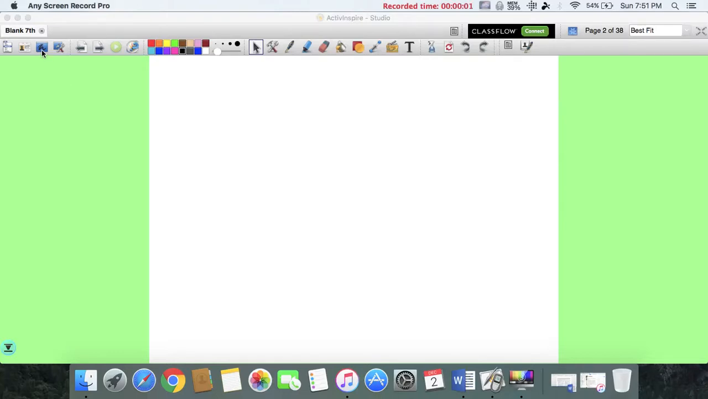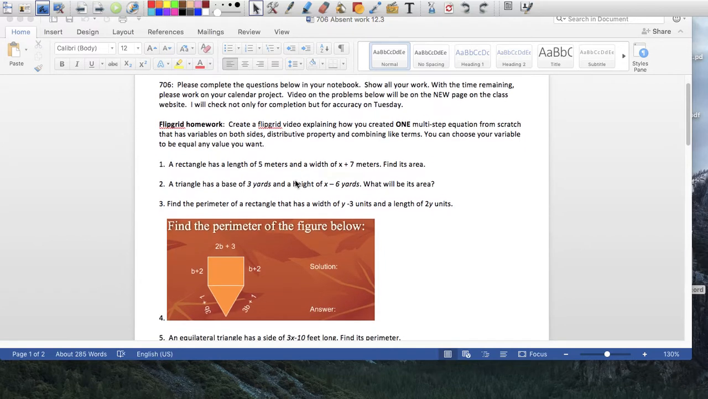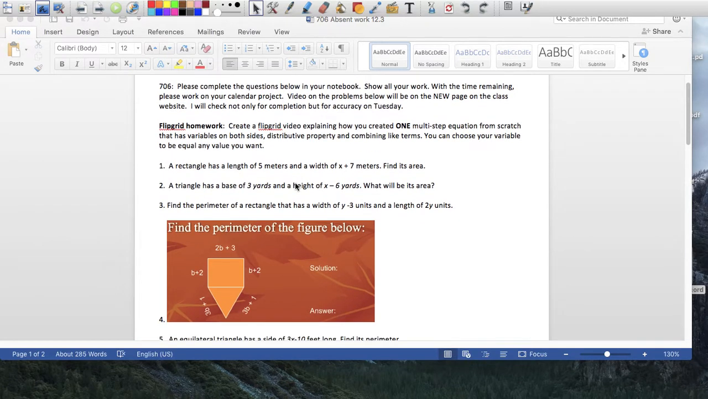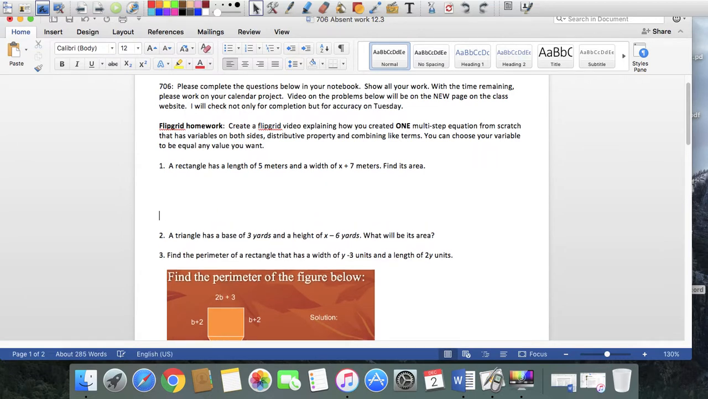And we are recording. Okay, so this is the sheet you got today. So you had this to do, you have a flip grid to do, and your flip grid was to create one multi-step equation that had variables on both sides, also had distributive property, and combining like terms. Okay, so I'll be taking a look at that later. So meanwhile, let's do this.